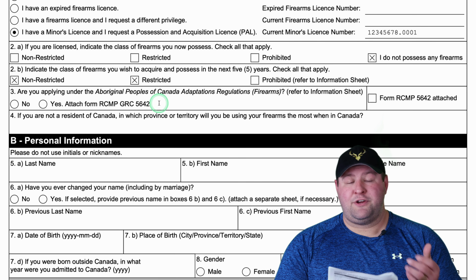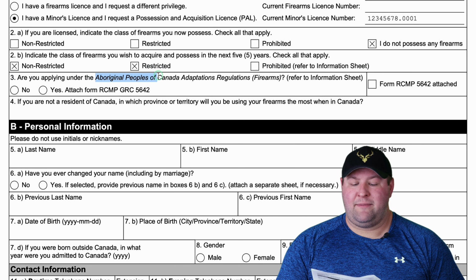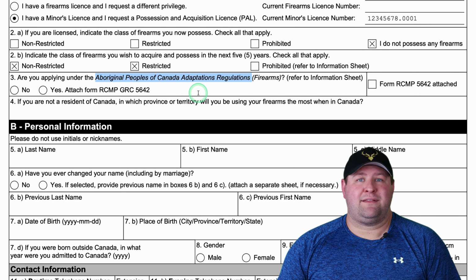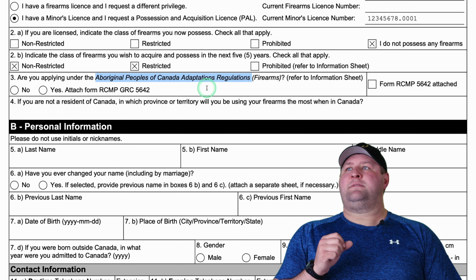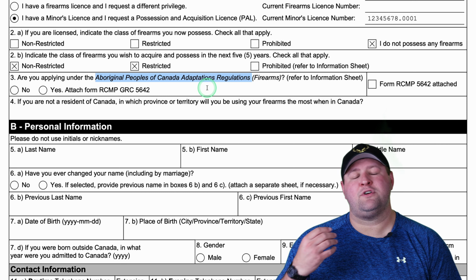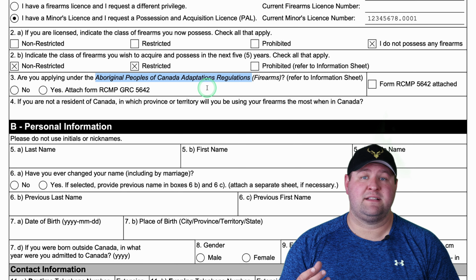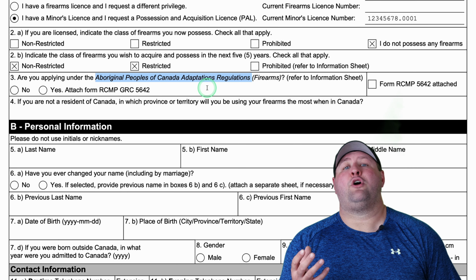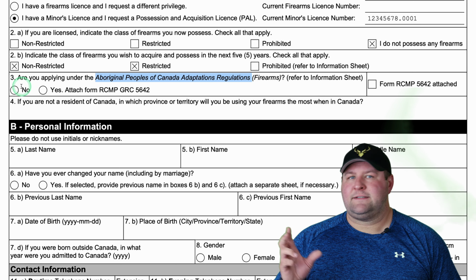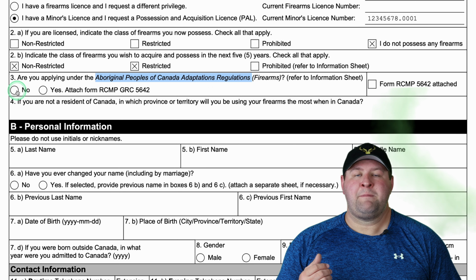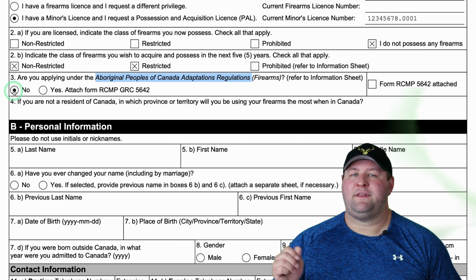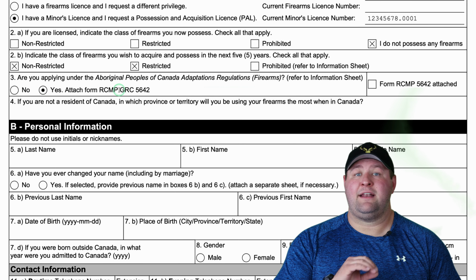All right, the next is, are you applying for the Aboriginal Peoples of Canada Adaptations Regulations? Now, if you've ever taken this course, it doesn't apply to you. So there's an exemption in the Firearms Act saying that if there's no firearm courses available or it's too expensive, you can actually get an elder to sign off on your course. And I've never heard of anyone do this. And if you ever have, let me know. But if that applies to you, you'd get the correct form, fill it out, and get your elder to sign off on that, and then include it with this.